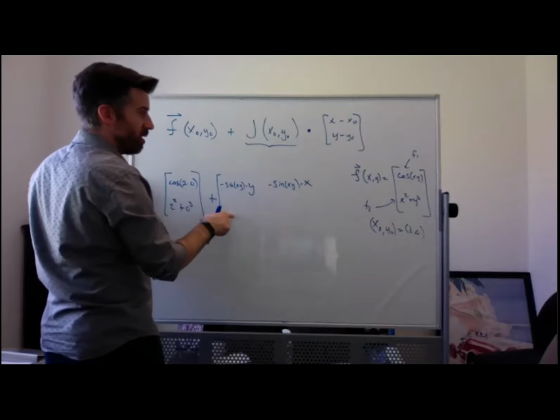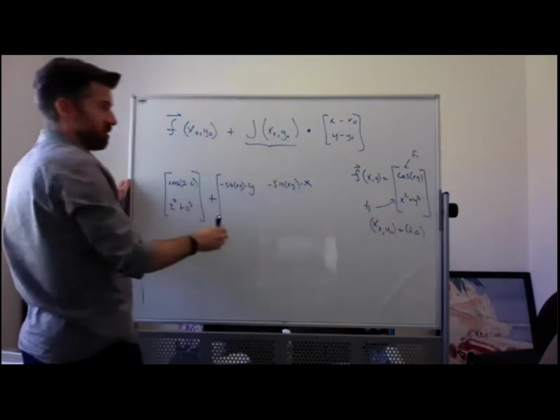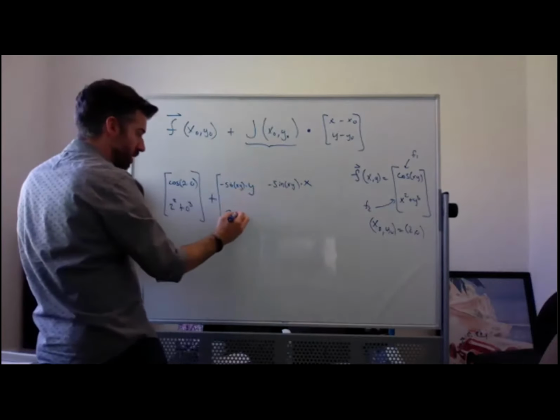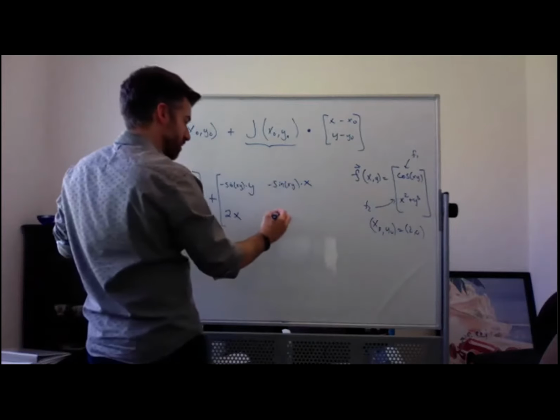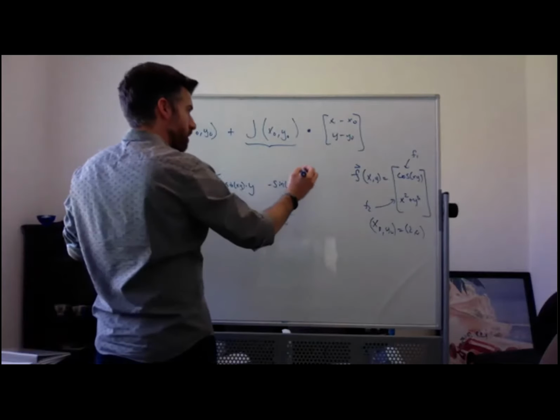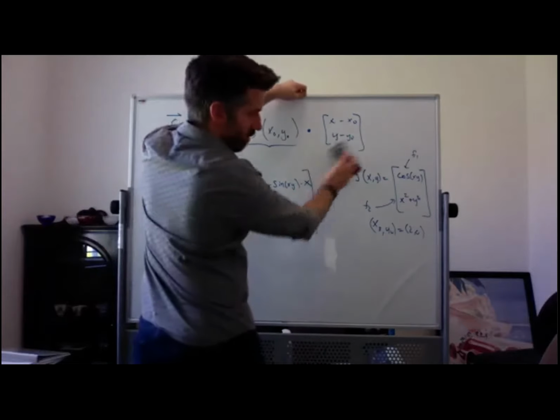And then down here, we're going to do the partial of this function. So the derivative with respect to x of x squared plus y cubed is 2x. The derivative with respect to y of x squared plus y cubed is 3y squared. And then I'm running out of room. I'm going to erase this.